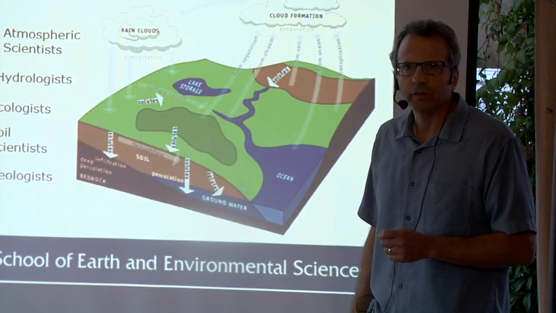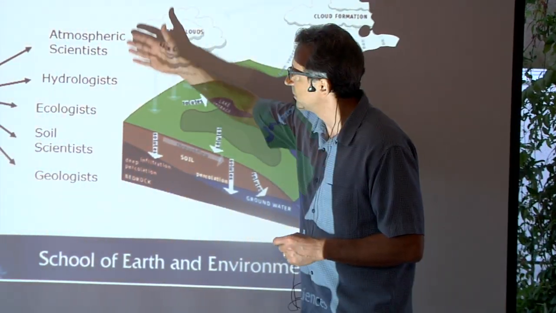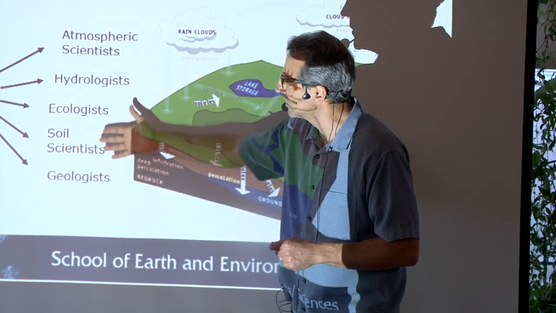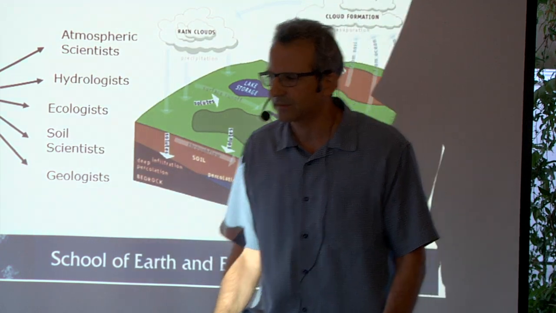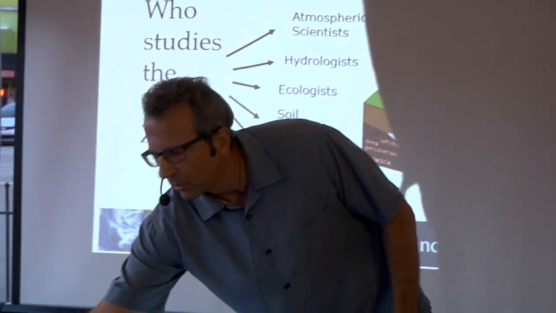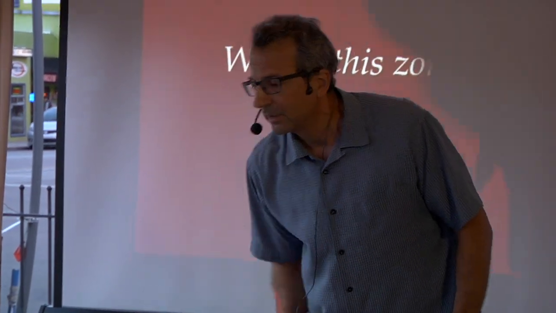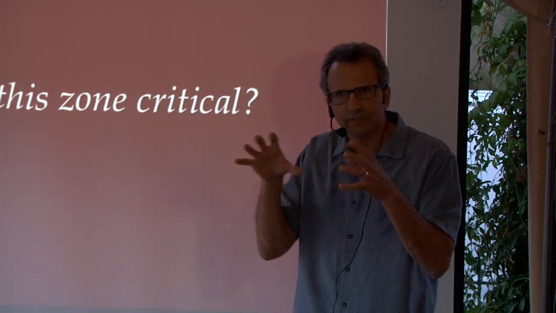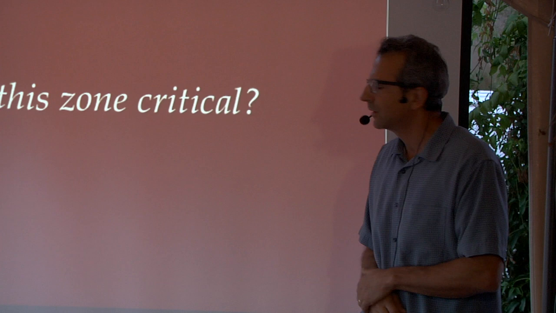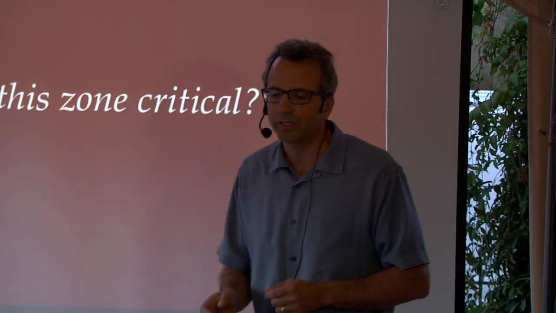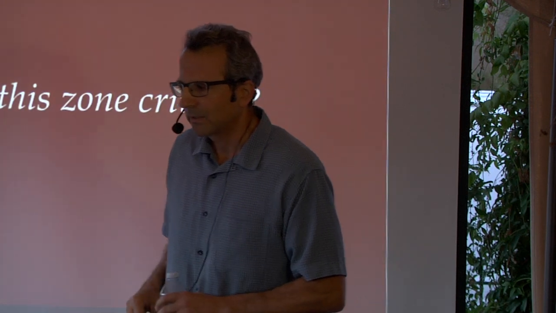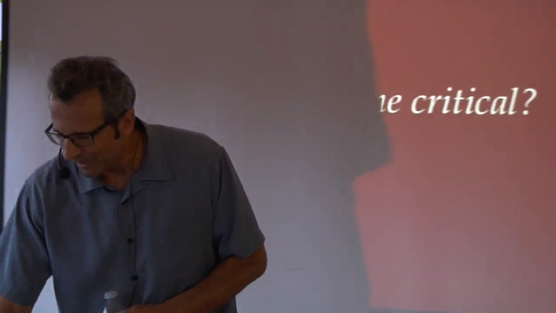Much of that is incorporated in this School of Earth and Environmental Sciences that contains departments of atmospheric and hydrologic sciences, ecology, soil science, and geosciences as well. So it makes it a great place to do the kind of integrated work that's needed to understand these complicated Earth surface systems. But why is the zone termed critical? That's a reasonable question. It sounds like a pretty strong term for any particular zone in the Earth system.